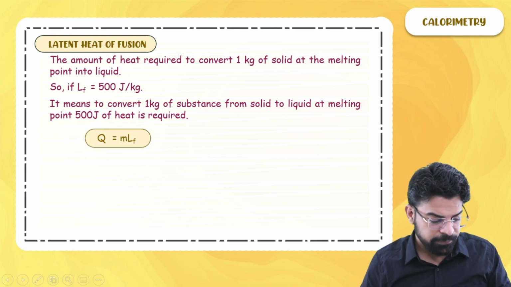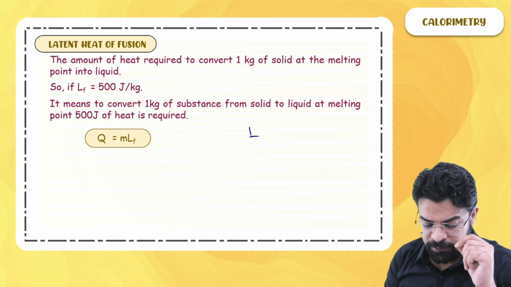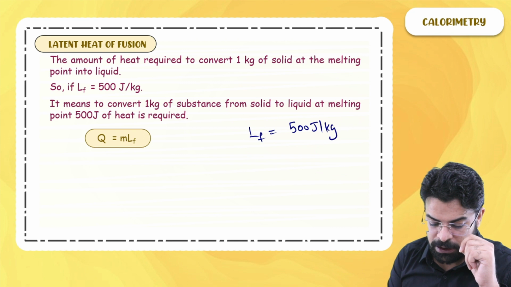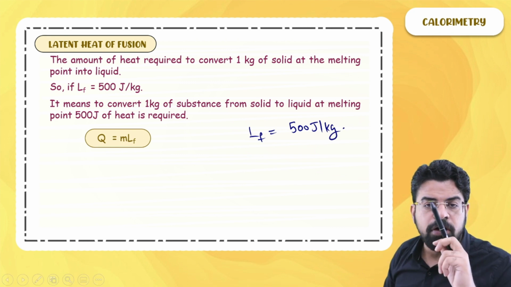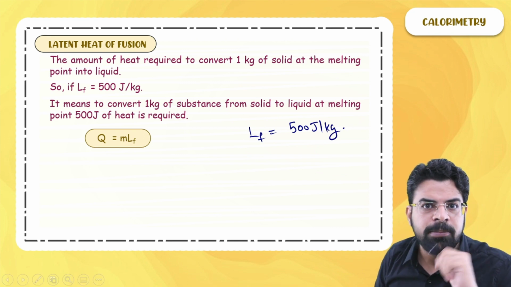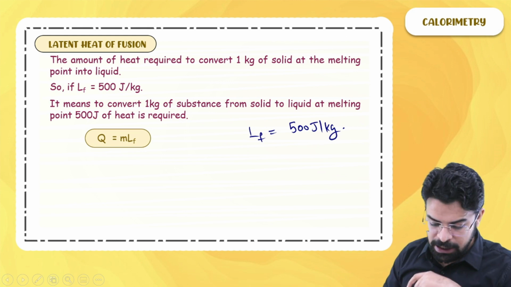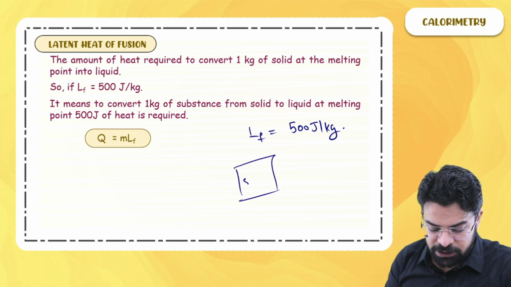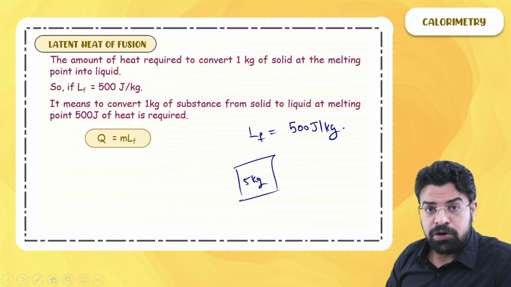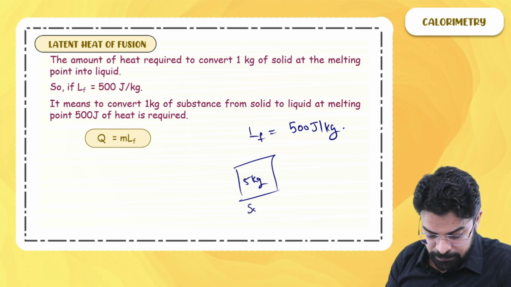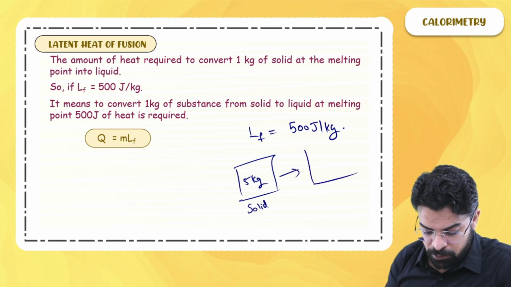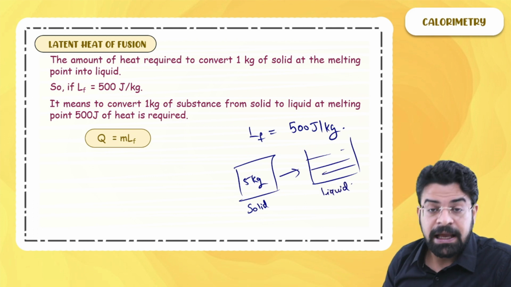So how do you get this? See beta, if I say for a substance latent heat of fusion is 500 joule per kg, this means that to convert 1 kg of substance from solid to liquid at the melting point, you have to give 500 joule. If I ask you, I have got 5 kg of this substance and I want to convert it from solid into liquid, how much heat has to be provided?